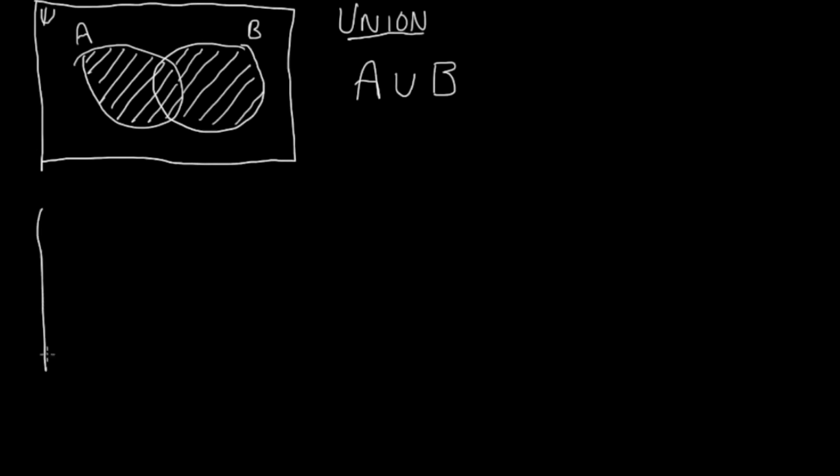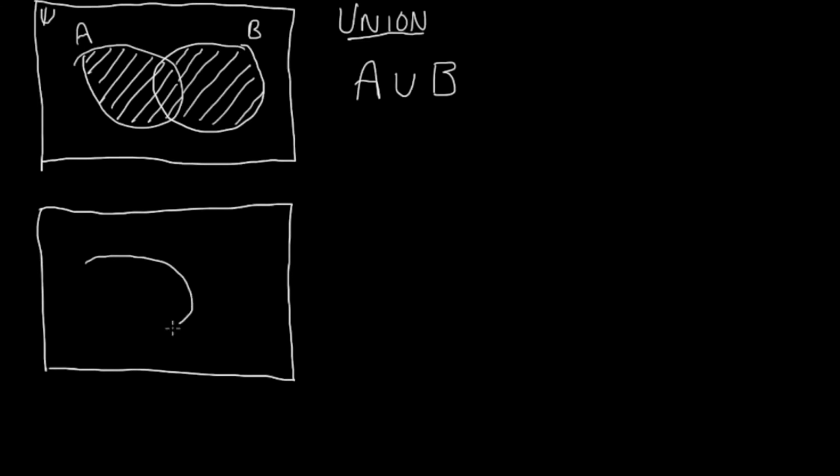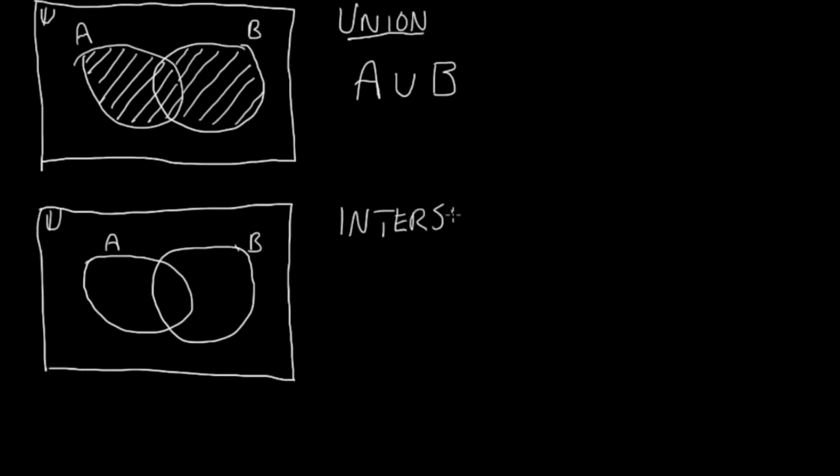The second one is called intersection. So I'm going to start by drawing another Venn diagram. Again, two sets A and B. So I've got closed curves representing my sets A and B. And don't forget the universal symbol in the corner. So intersection, I'll just spell it here.